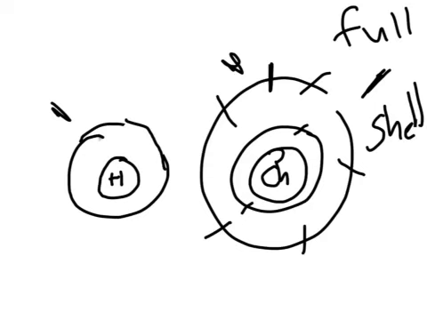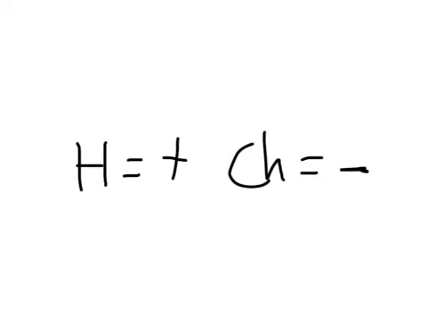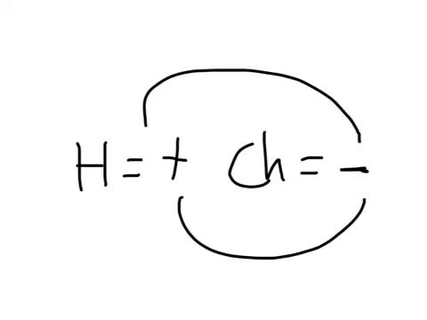The atom that loses an electron becomes positive, and the atom that gains becomes negative. So now hydrogen is a positive ion, and chlorine is a negative ion. Now that hydrogen is positive and chlorine is negative, they are opposites and they're attracted to each other. So when they're attracted to each other, they're going to form a bond.